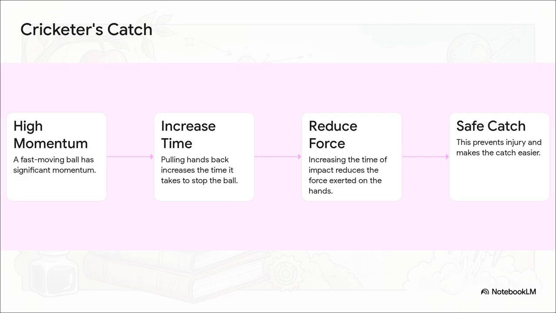A cricket ball that's flying at you has a ton of momentum. Now, to stop it, you have to bring that momentum to 0. By pulling your hands back as you catch it, you increase the time it takes to stop the ball. And by spreading that stopping force out over a longer period of time, you dramatically reduce the peak force that hits your hands. It turns what would be a painful sting into a smooth, easy catch. It's all about the second law.